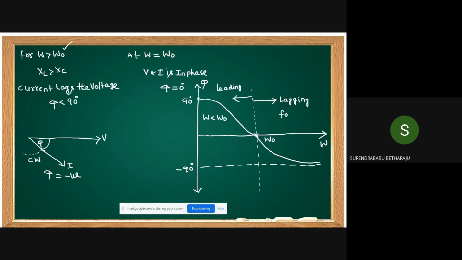For omega less than omega naught, this is for omega greater than omega naught. This is for omega naught. At omega naught, phi equals 0 degrees. This is the phase plot under resonance condition in a resonating series RLC circuit. Yes, friends. All of you understand? Any doubt?